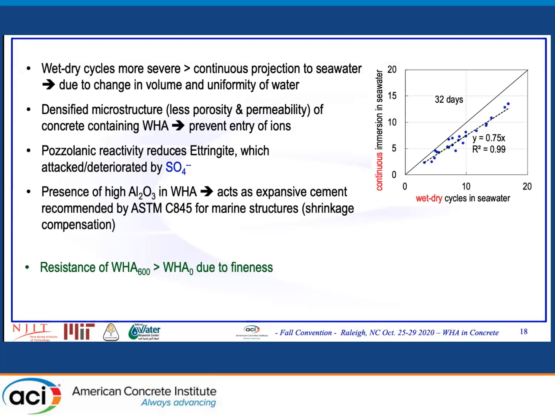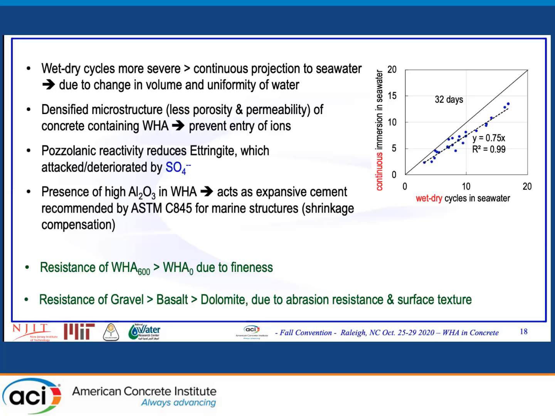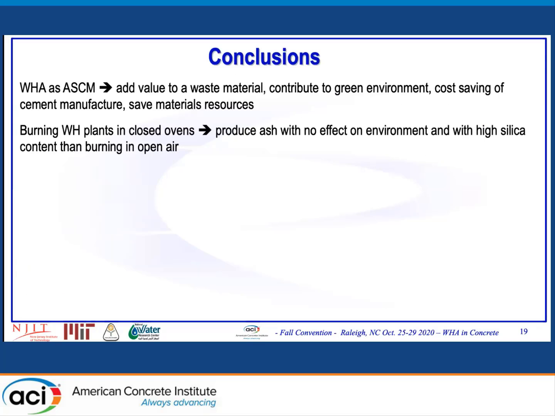The main observation also from this graph is that burning in the oven is much better than burning in air due to the increased fineness. And of course, the type of aggregate also played a big role because the abrasion resistance of the different types is different. So as a conclusion, we can say the water-hyacinth ash as a cement can be a good candidate as an SCM.